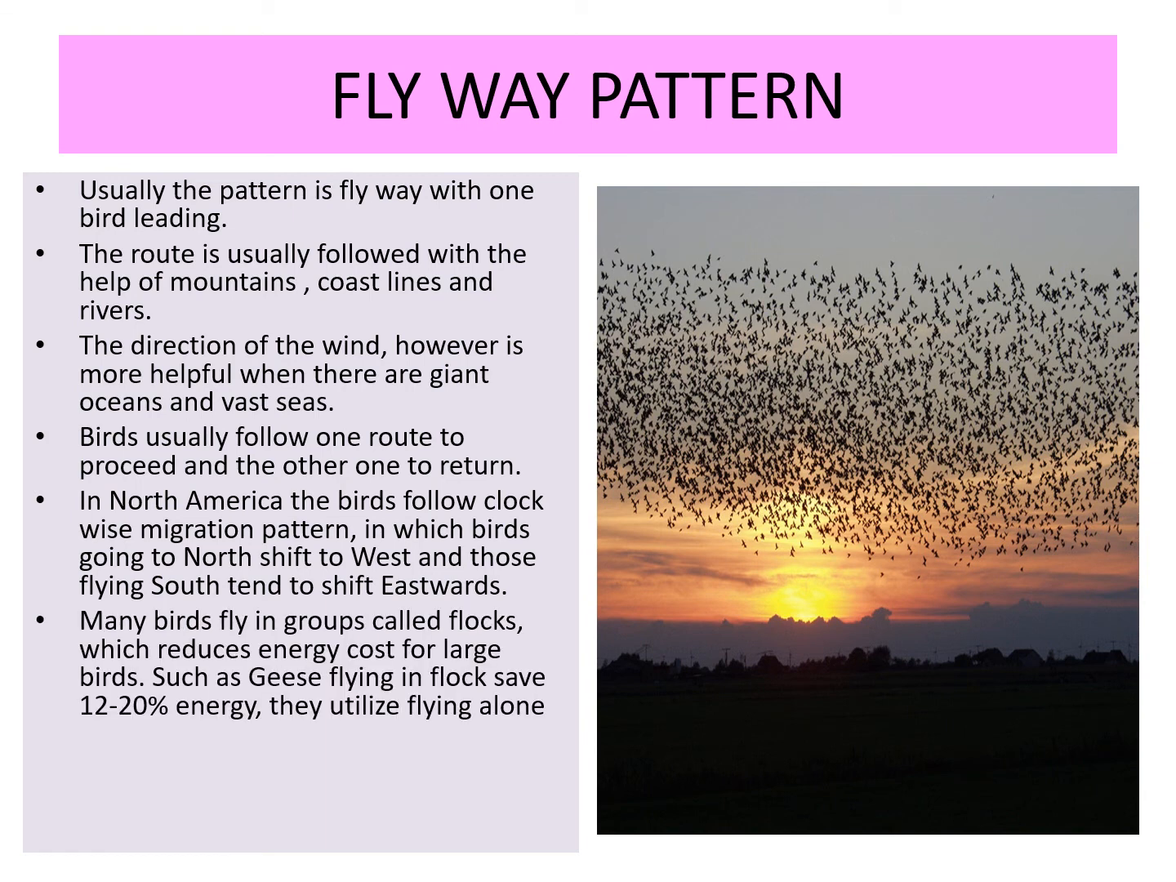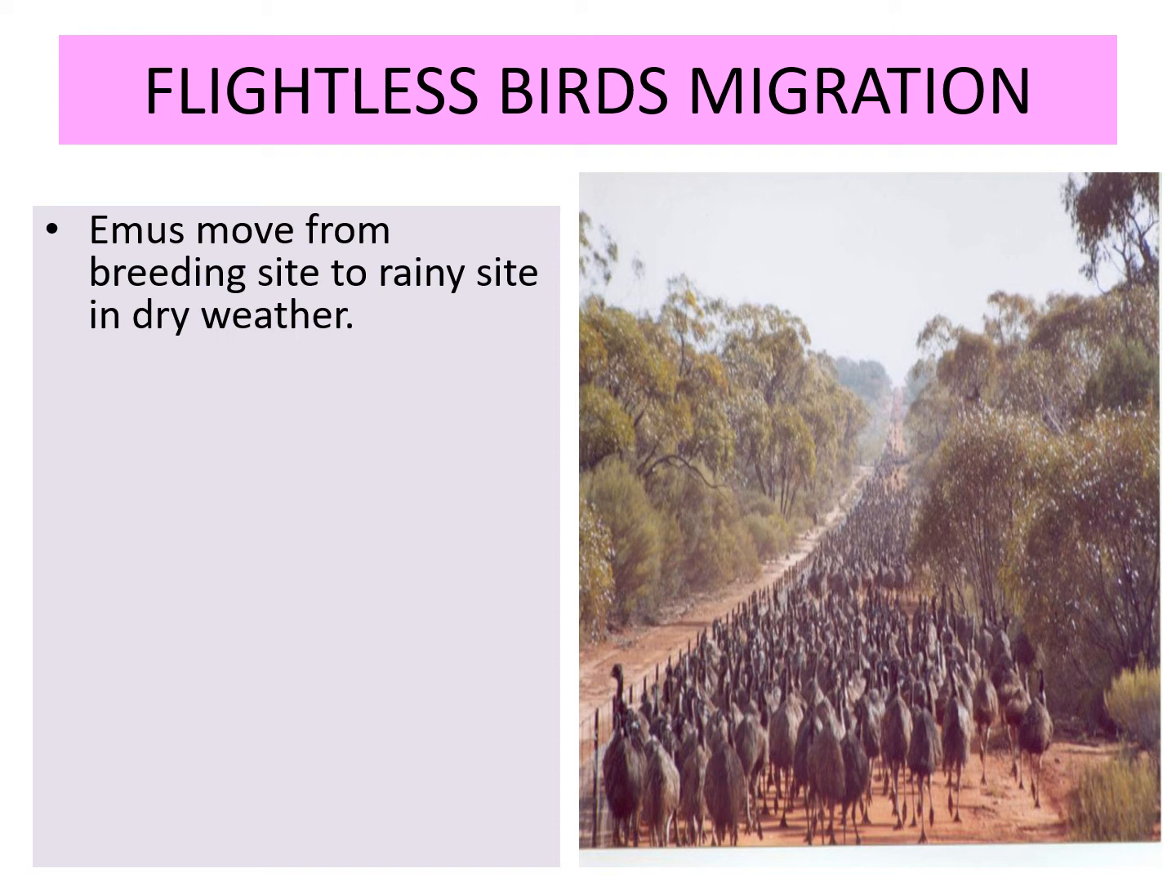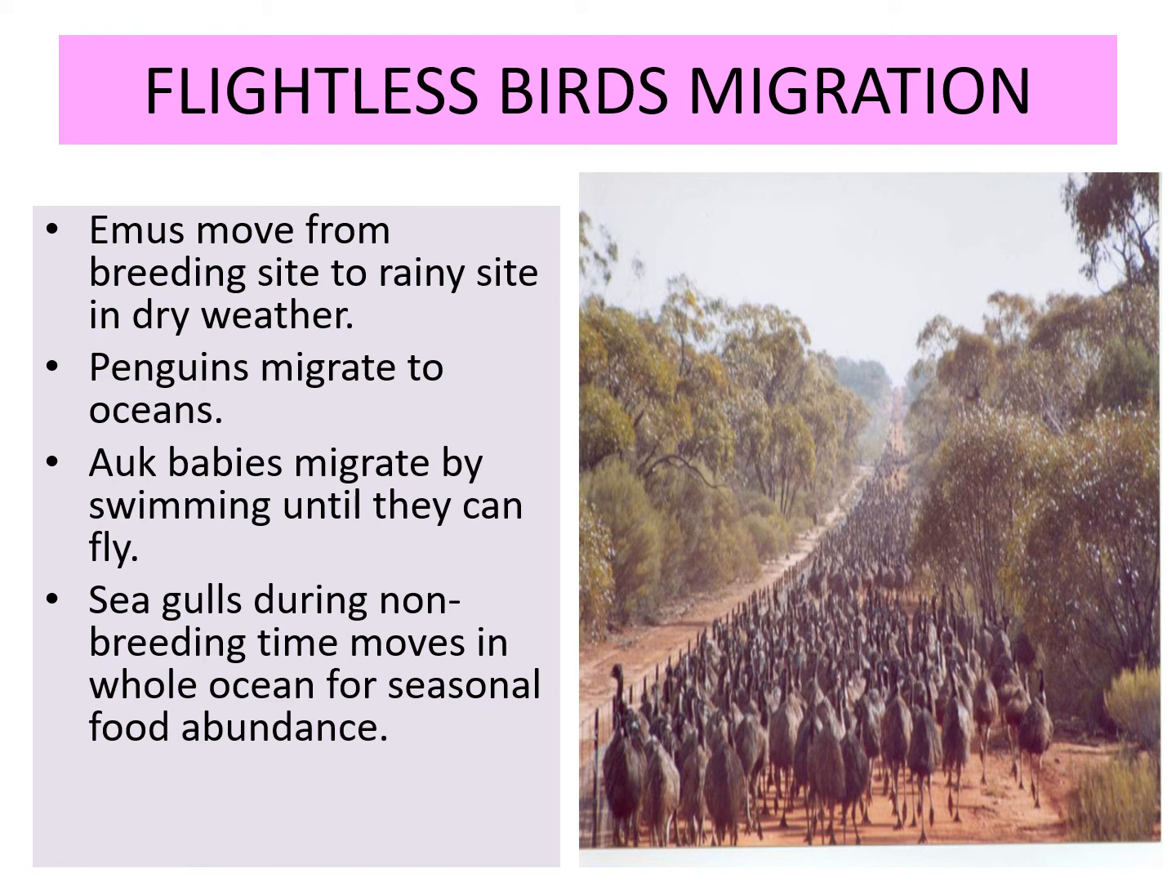Many birds fly in groups called flocks, which reduces energy cost for large birds such as geese. Flying in flocks saves 12 to 20% of the energy they utilize flying alone. Now next is flightless bird migration. As you know, emus are flightless birds. They move from breeding sites to rainy sites in dry weather. Penguins migrate to the ocean in groups. Auk babies migrate by swimming until they can fly. Seagulls, during non-breeding time, move across the whole ocean for seasonal food abundance.